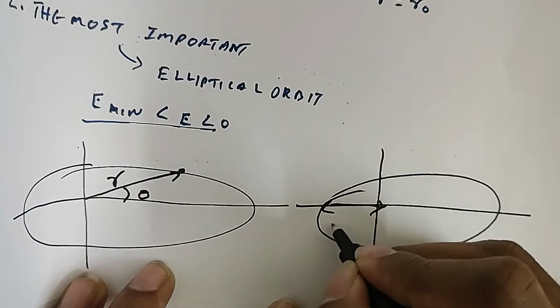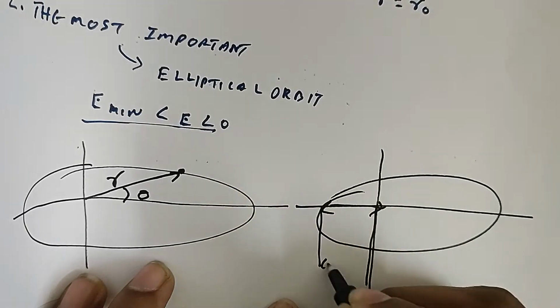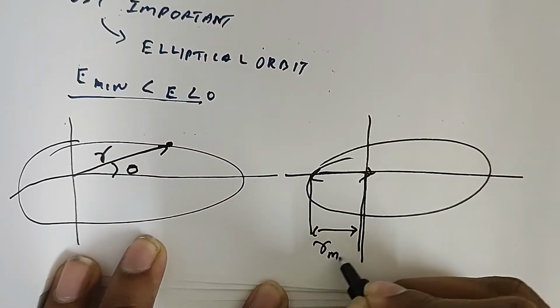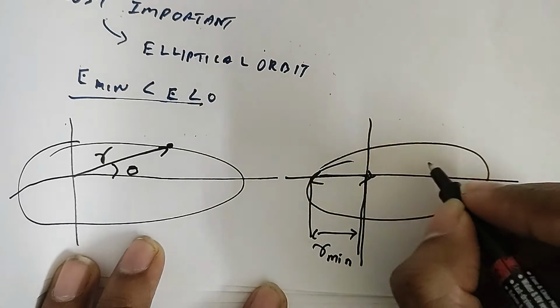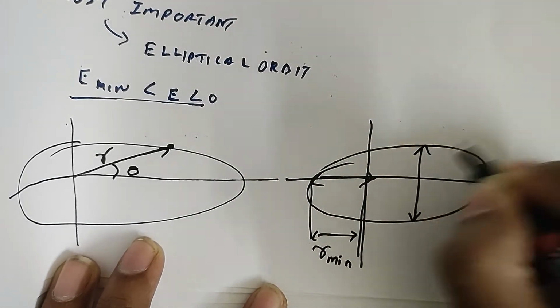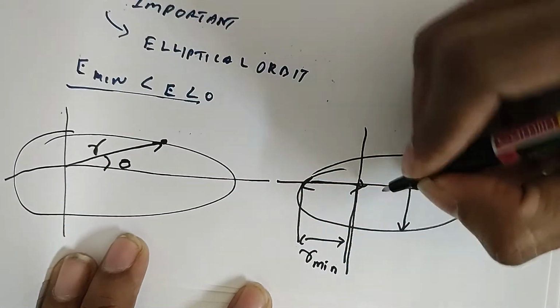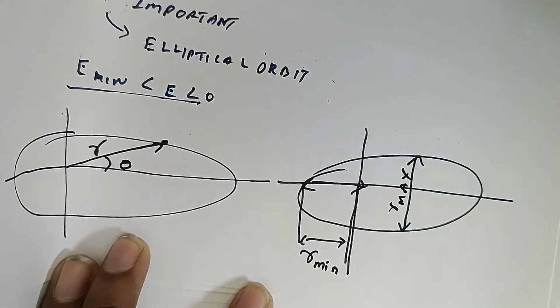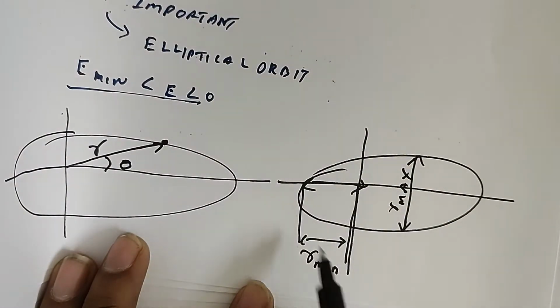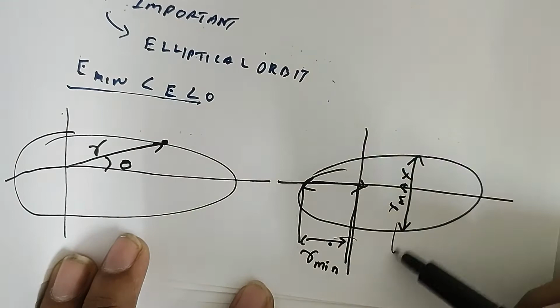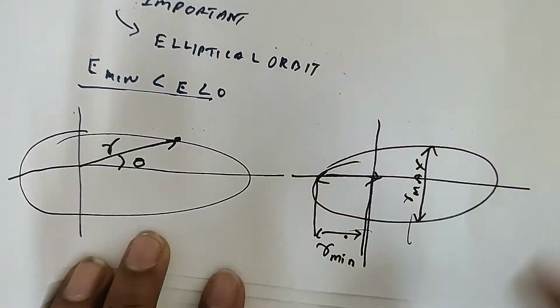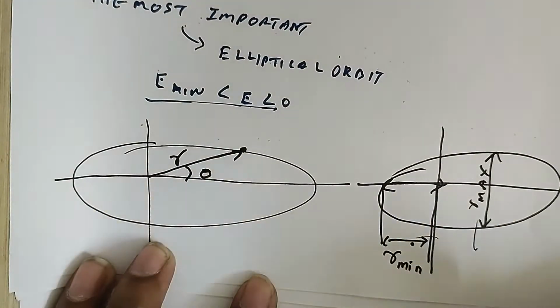this distance. This distance is what's called the r minimum, and this vertical distance is what's called r maximum. Alright, this is r minimum and this is r maximum. So just keep these two figures in mind. I'm going to elaborate on this. So this condition corresponds to the minimum and the maximum values of r.